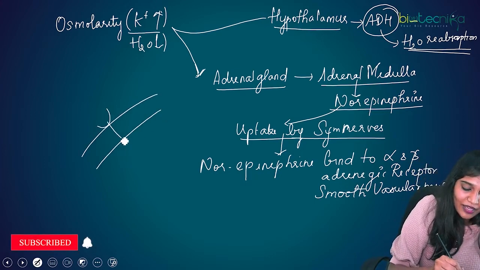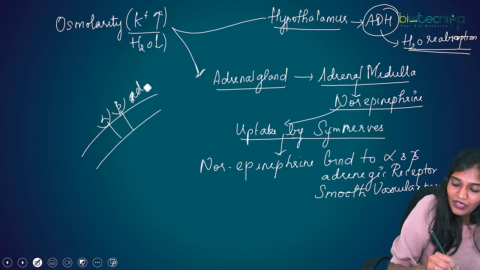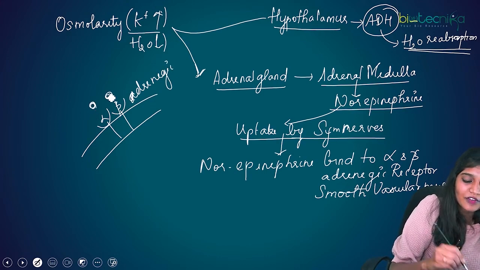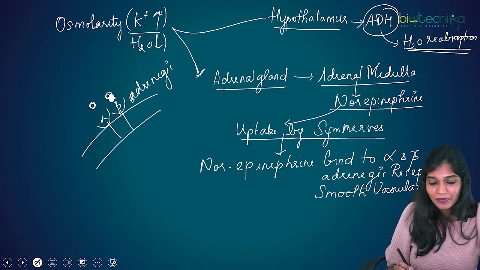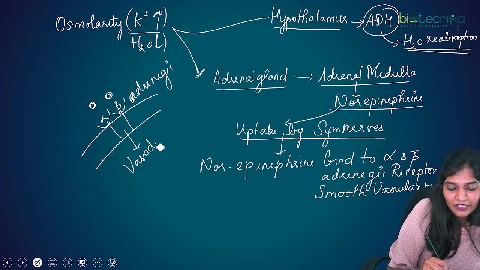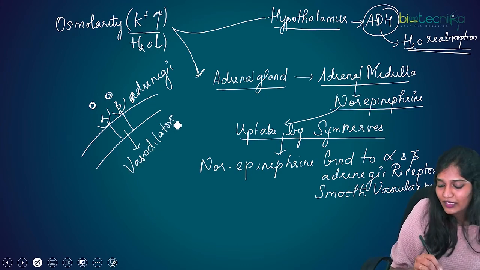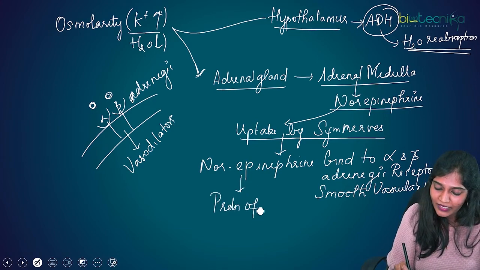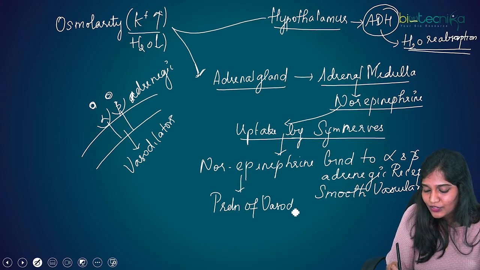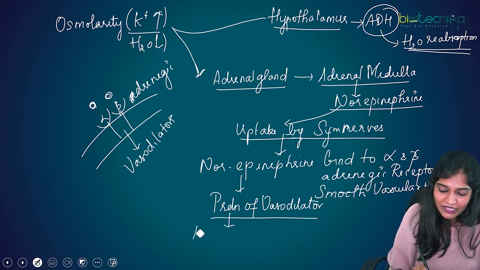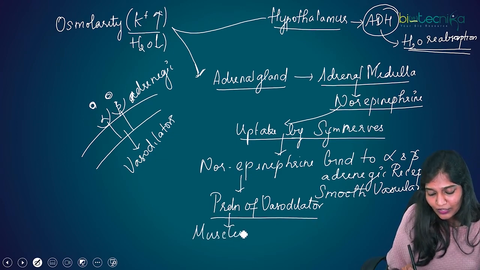They are going to have an alpha and a beta adrenergic receptor. And in this receptor, this norepinephrine comes and binds. As soon as this binds, it is going to initiate the production of vasodilators. So when a vasodilator is actually produced, it is going to cause the smooth muscle to relax.